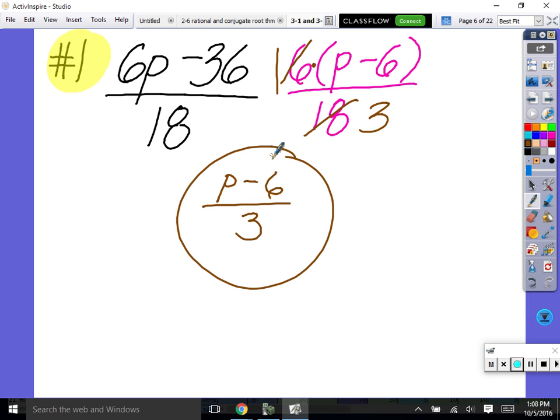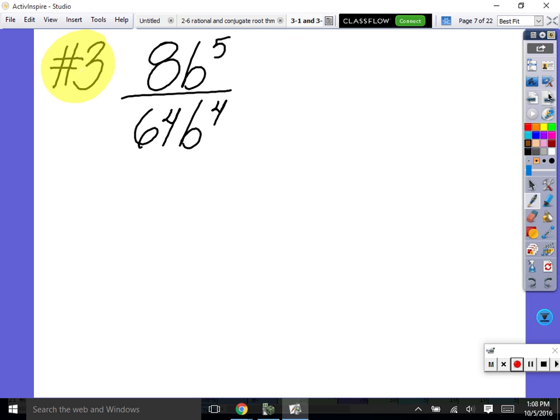Questions? Okay, let's do number 3. Okay, we know this is 8b to the 5th over 64b to the 4th. Isn't it all multiplication as it is? So we can start dividing.